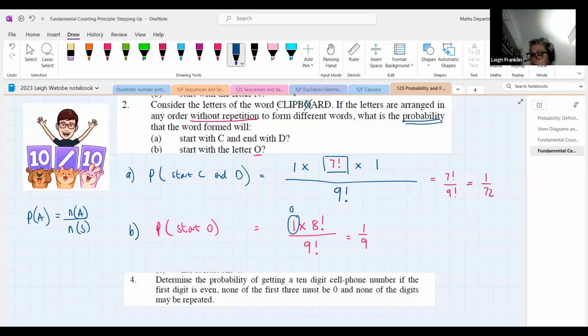The 9 factorial is the number of letters that can be arranged with each other. So there are 9 letters in the word clipboard, so there are 9 factorial ways in which those 9 letters can be arranged with each other. Does that make more sense?